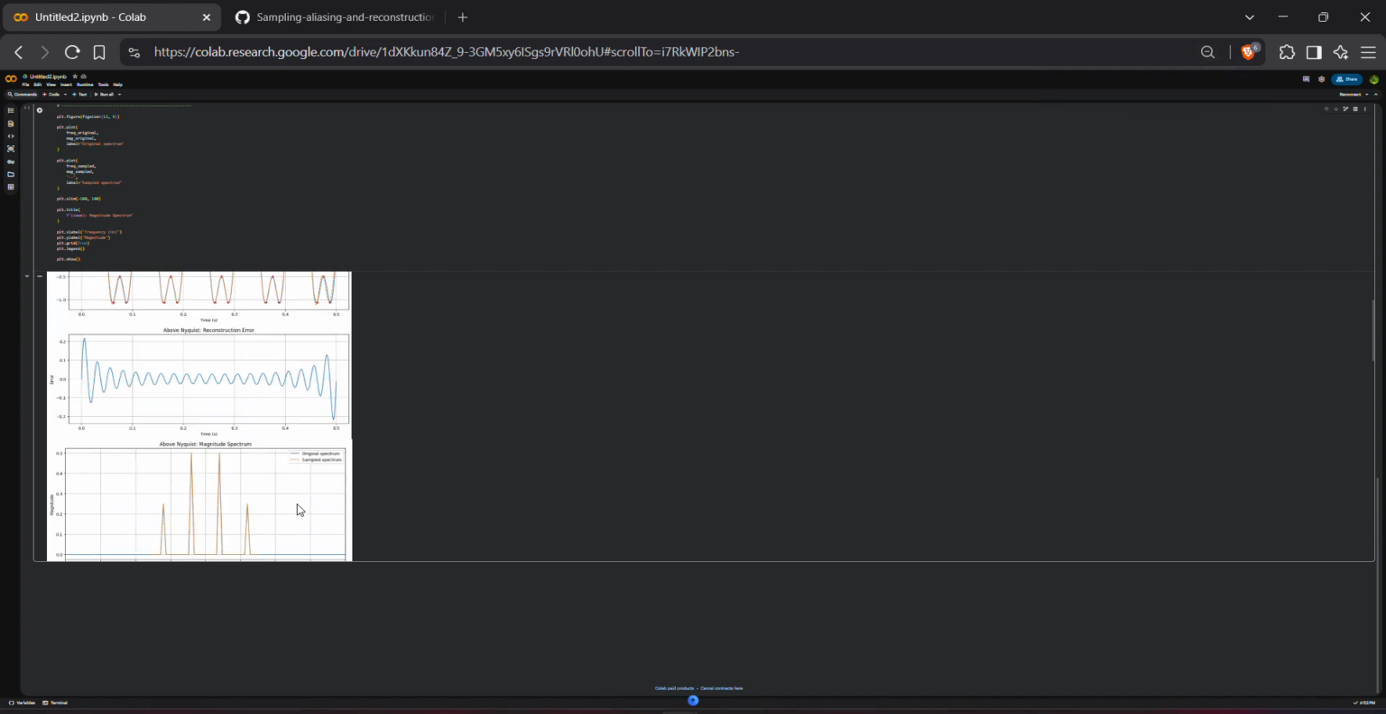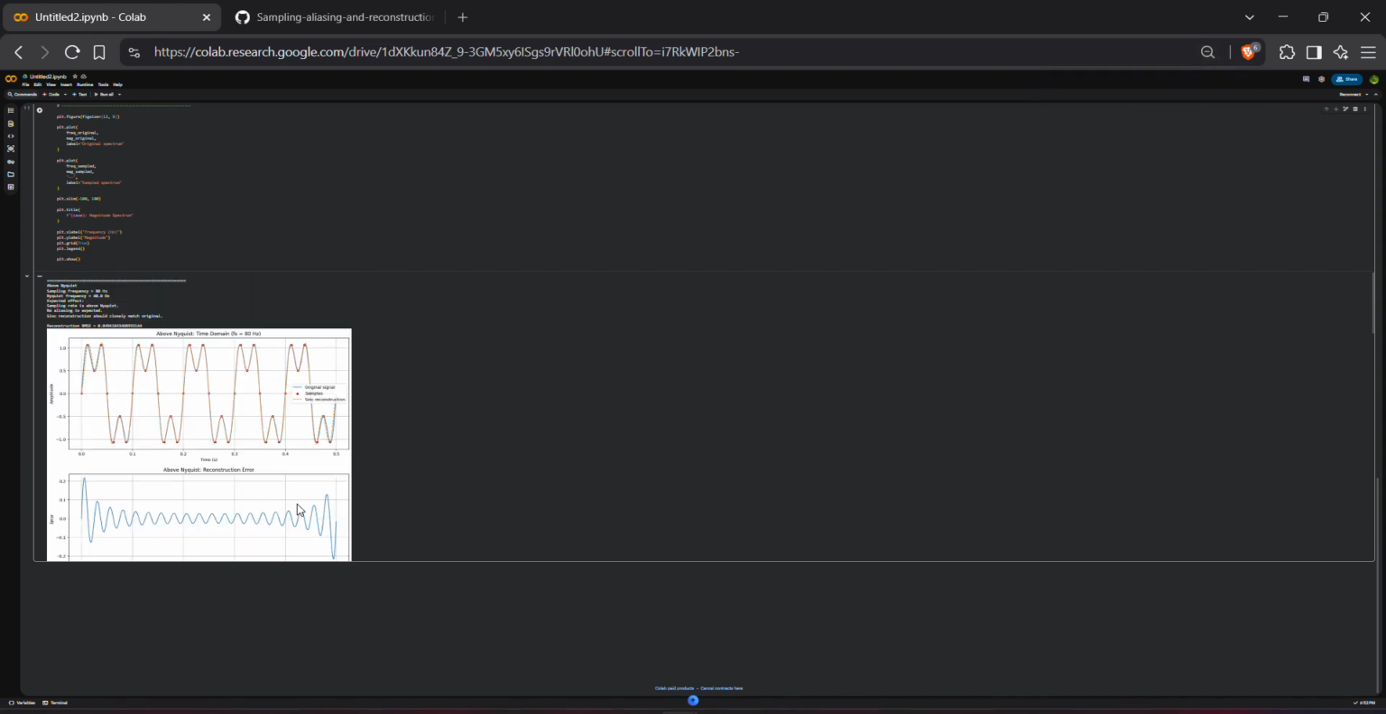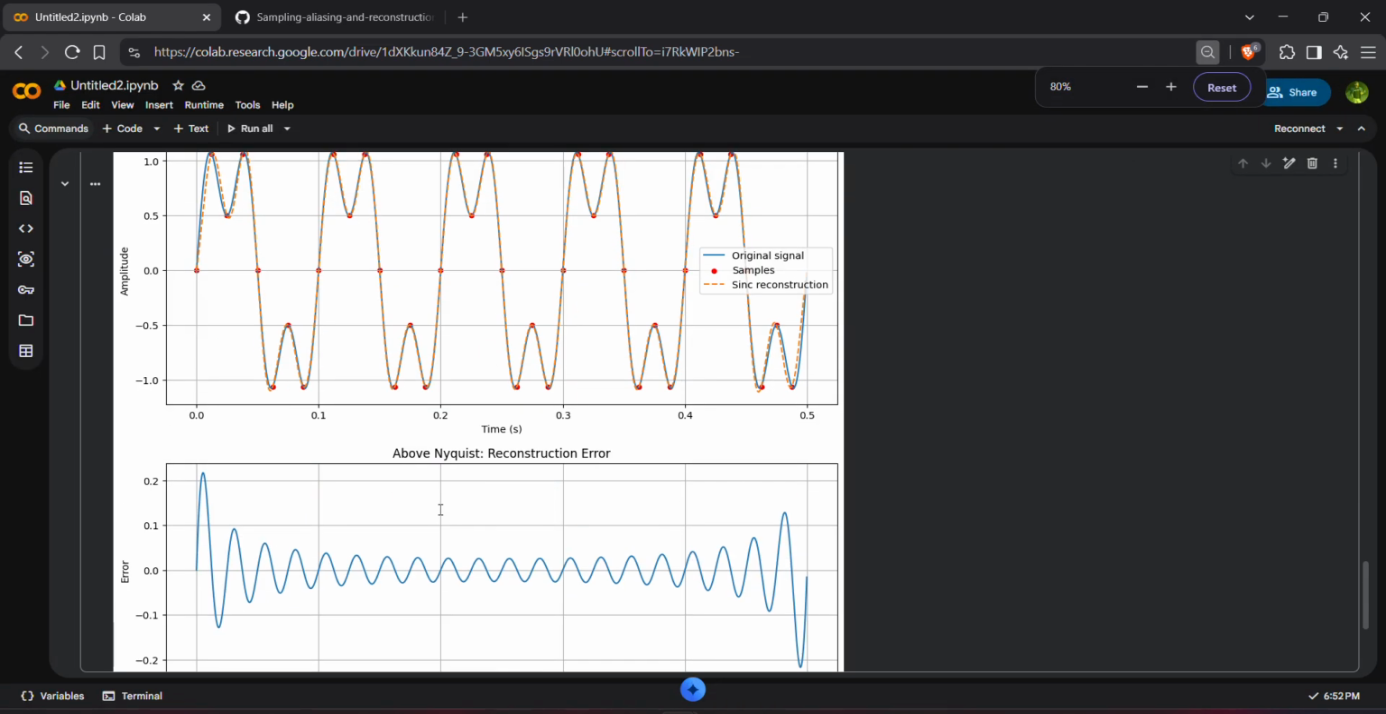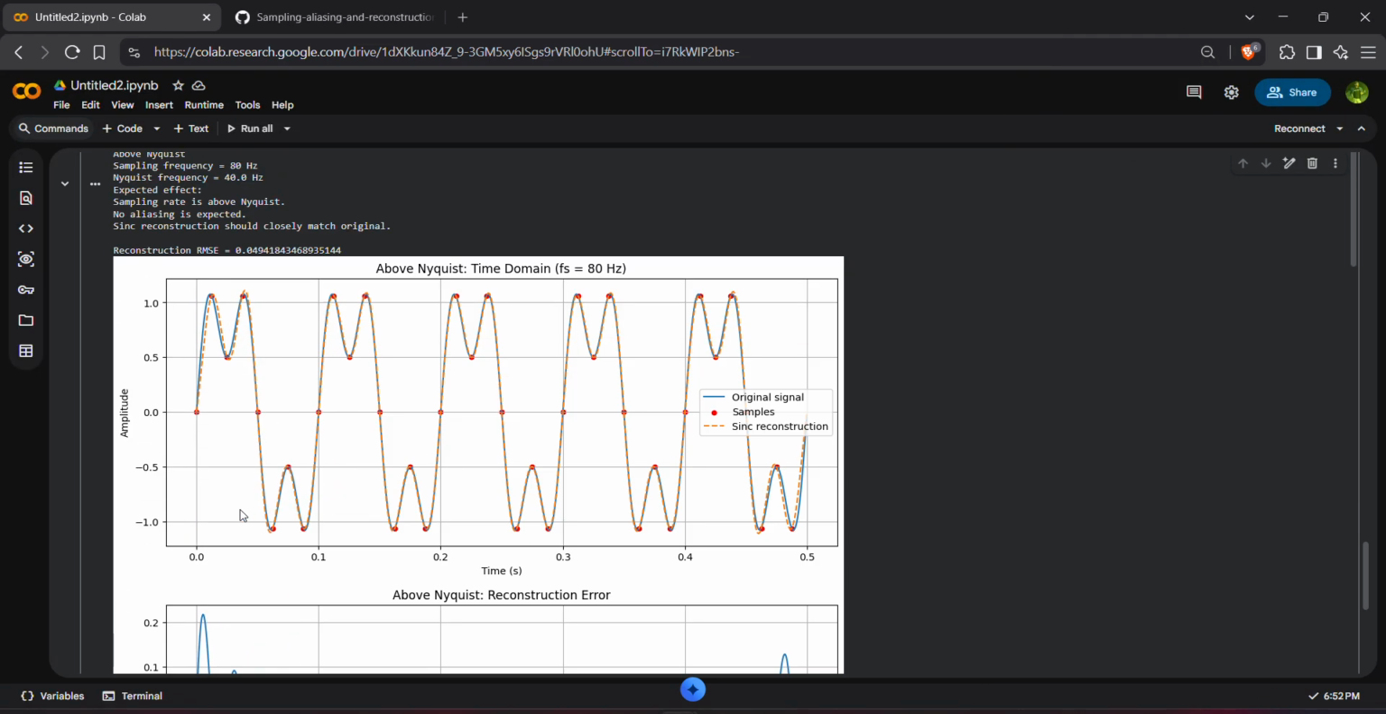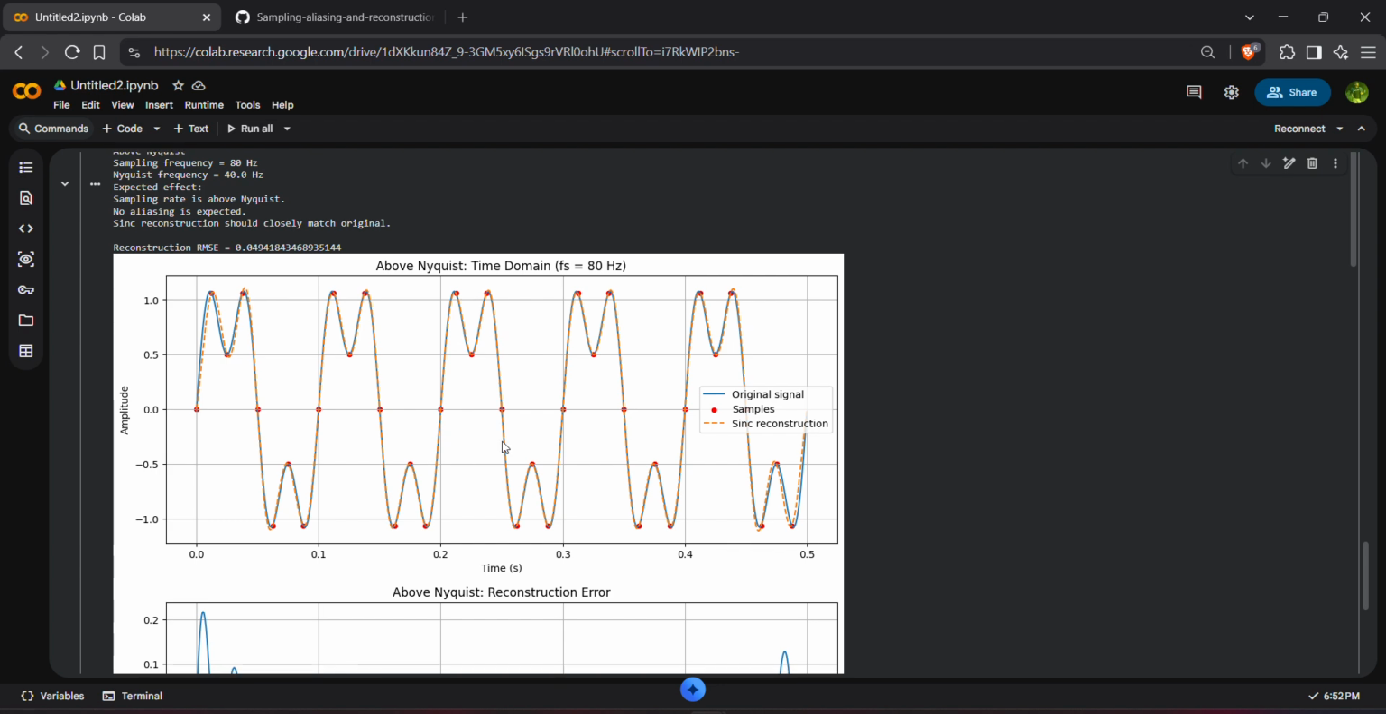Here you can see both and compare. A small reconstruction error can still occur because this is a numerical simulation with a finite time interval and a finite number of samples.